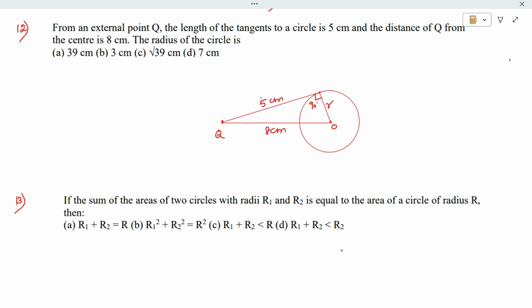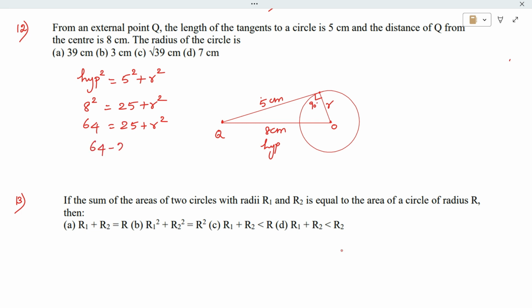Okay, so opposite to 90 degree will be hypotenuse. As per Pythagoras theorem, hypotenuse square is equal to sum of square of other two sides. That is 5 square plus r square. So what is hypotenuse? It is 8 square is equal to 25 plus r square. So 64 is equal to 25 plus r square.